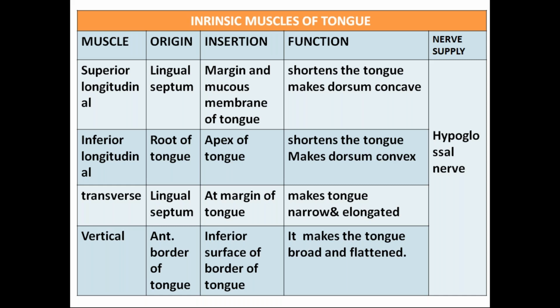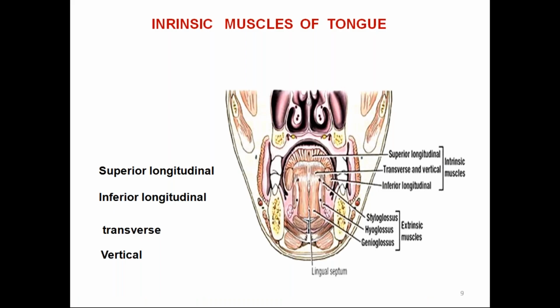Transverse, that is the lingual septum to the margin of the tongue. It makes the tongue narrow and elongated. Vertical, from the anterior border and inferior surface of the tongue to the border of the tongue as insertion, and it makes the tongue broad and flattened. All these muscles have a common nerve supply, that is the hypoglossal nerve. These are the insertion and attachment of the muscles: superior longitudinal, inferior longitudinal, transverse, and vertical.